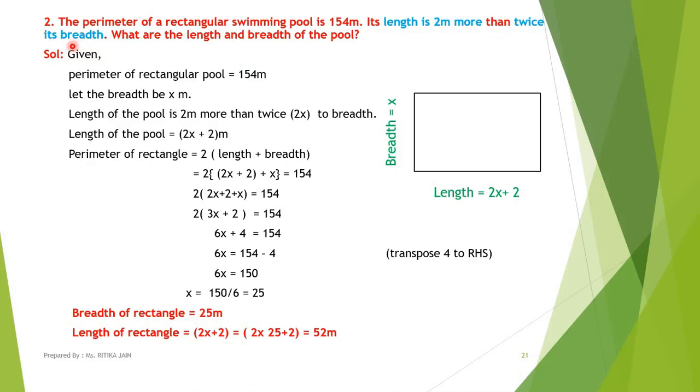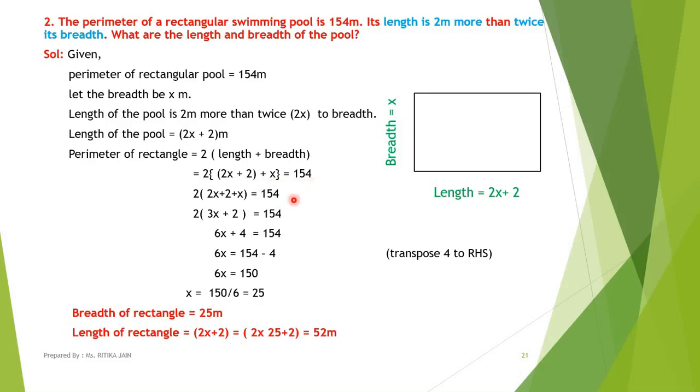Okay, so we don't know length as well as we don't know breadth. So first of all we will assume let the breadth of the rectangular pool be x, like I have written here. Now for length a relation is given, that is length is 2 meter more than twice its breadth. So breadth is x, twice of x will be 2x and length is 2 meter more. So length will become 2x plus 2. Clear? Now calculate the perimeter. So what would be the perimeter of a rectangle? 2 into (length plus breadth), the sum of all the four sides. Put the values, length is 2x plus 2, breadth is x, equals 154.